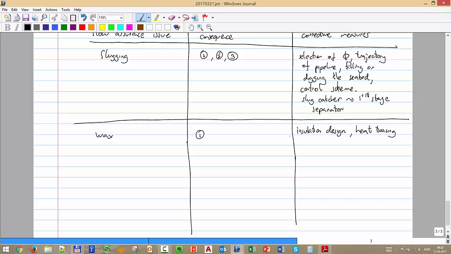Then, really important for wax is the pigging loop. So it has a very big impact on the architecture of my production system. So that will be a requirement of a pigging loop.